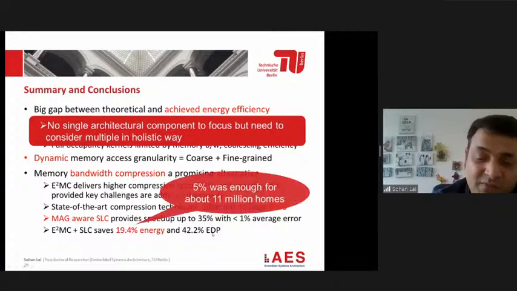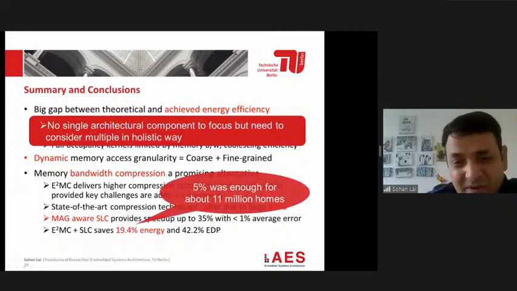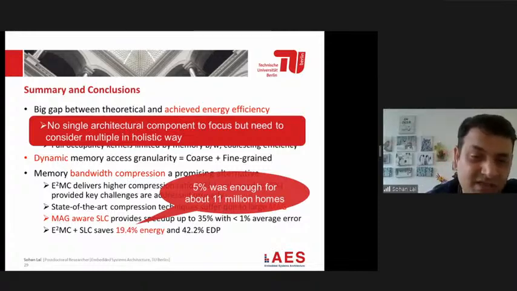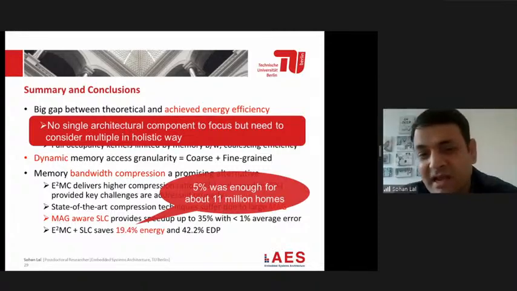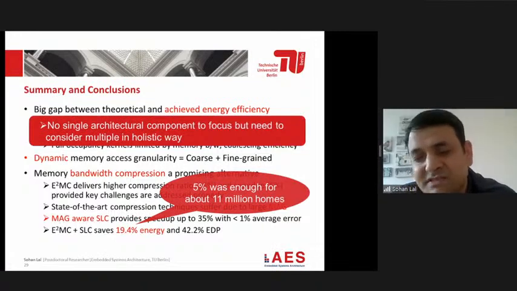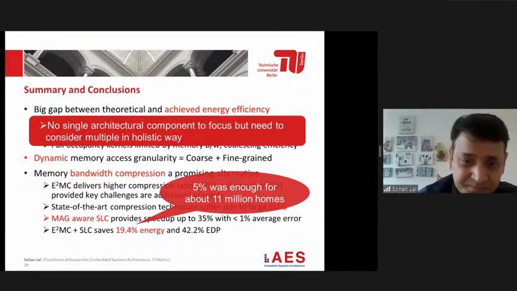Remember, in the very beginning, when I motivated the presentation, I said that a 5% increase in energy efficiency was enough for about 11 million German households. And then you can imagine, or you can think, what 19.4% energy efficiency can do for us.